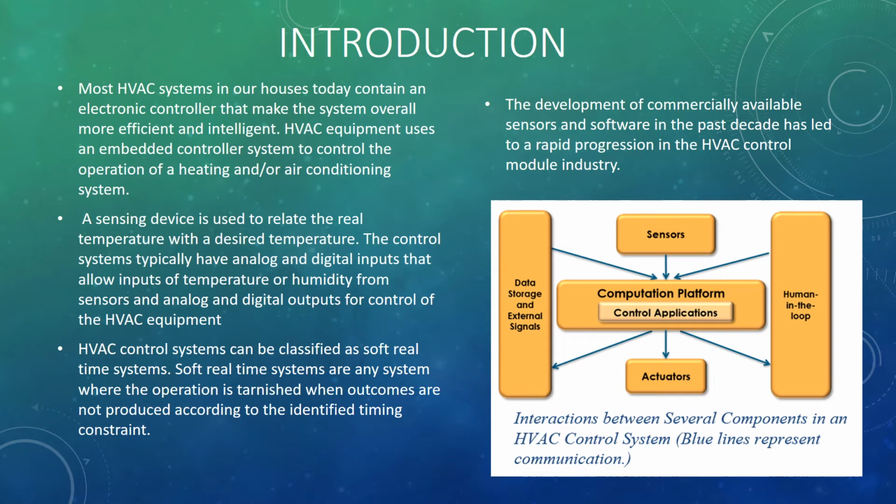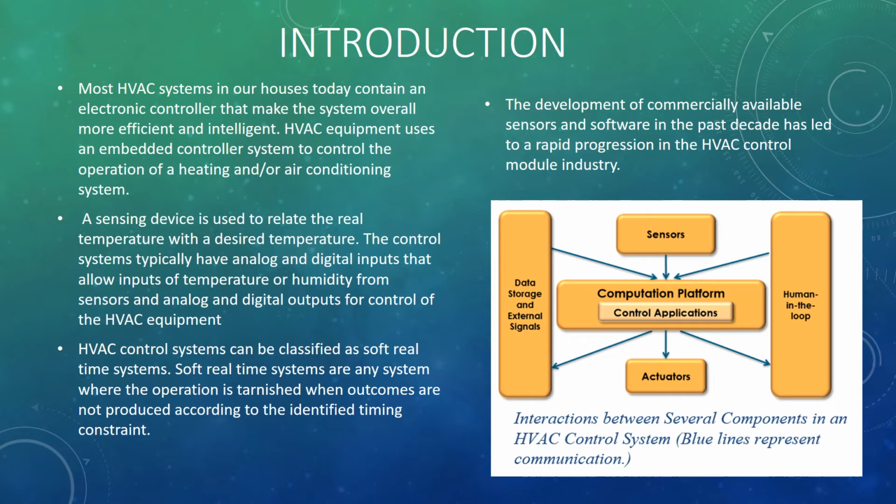Most HVAC systems in our houses today contain an electronic controller that makes the system overall more efficient and intelligent. HVAC equipment uses an embedded controller system to control the operation of a heating and/or air conditioning system. A sensing device is used to relate the real temperature with a desired temperature. The control systems typically have analog and digital inputs that allow inputs of temperature or humidity from sensors, and analog and digital outputs for control of the HVAC equipment.